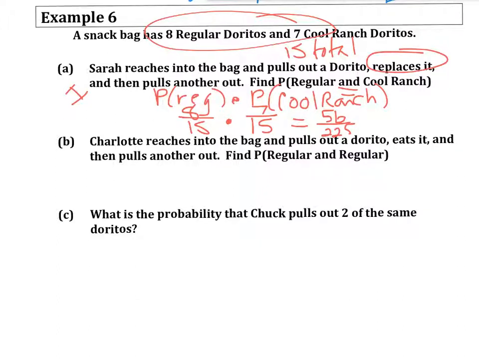If we change that into a percent, it's about 24.9%.